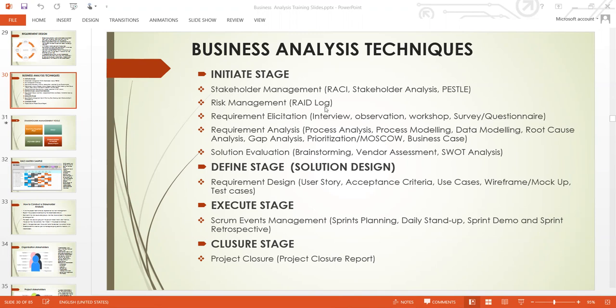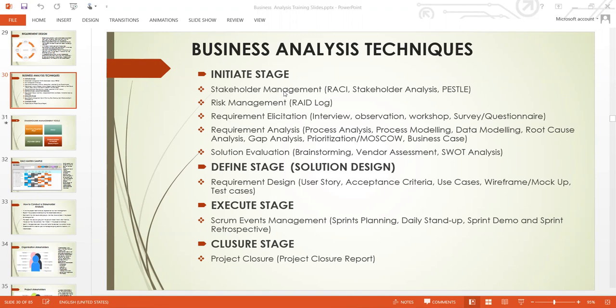Business analysis techniques are the techniques we use to do our work as business analysts. These are sort of techniques that help us to do a thorough analysis from the initiate stage to the closure stage, so throughout the project life cycle. And we have so many techniques that we use as business analysts to do proper analytic work.